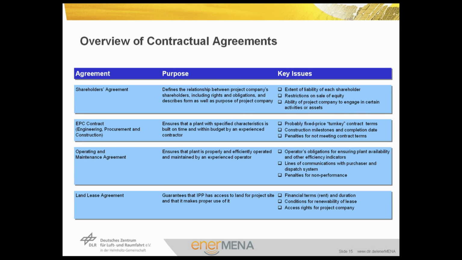I will go now through more details about contractual agreements needed for the IPP project, as mentioned before. The first important agreement in this regard is the shareholders agreement. The purpose of this agreement is to define the relationship between the project company's shareholders, including rights and obligations, and describes the form as well as the purpose of the project company. Key issues are the extent of liability of each shareholder, restrictions on sale of equity, and the ability of the project company to engage in certain activities or assets.